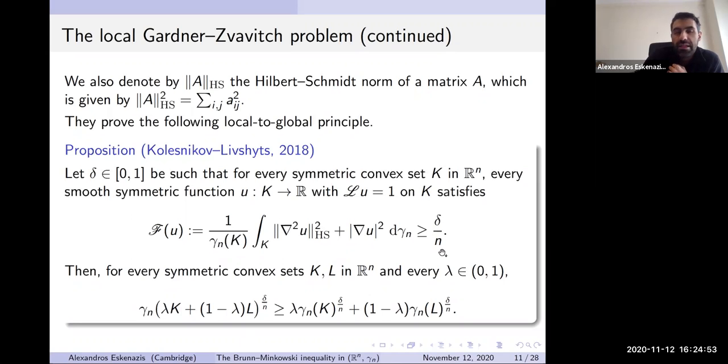Okay? Then you have the dimensional Brunn-Minkowski inequality with exponent delta over n instead of 1 over n, for every symmetric convex set. Okay, so the local version here is a functional inequality. So you have this functional of the function u. It's a functional inequality for solutions of a given elliptic equation in your convex set. So the result was that this statement, this functional inequality, implies this thing.